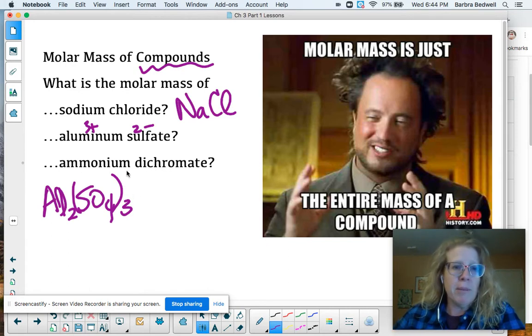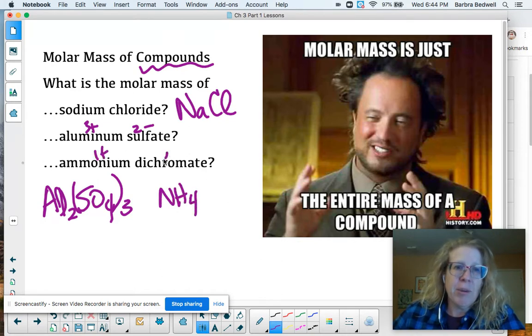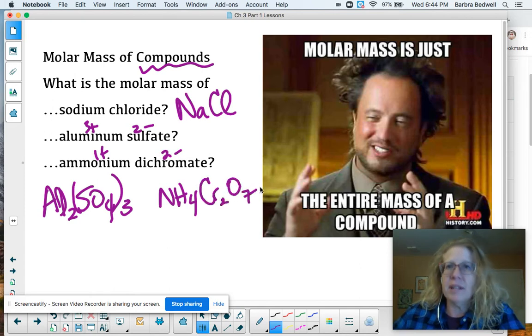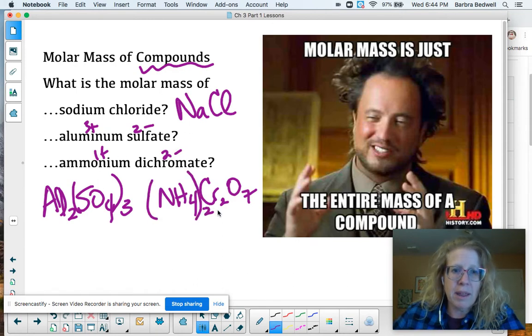Ammonium dichromate. Ammonium is a polyatomic. Ammonium is NH4, which is a 1+. Dichromate, by the way, is a 2-. Dichromate is Cr2O7. Then to balance our charges, to cross it down, we would need 2 ammoniums like that.